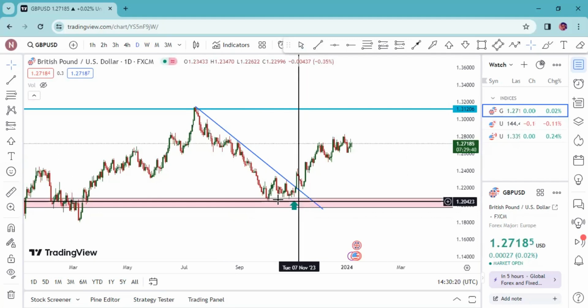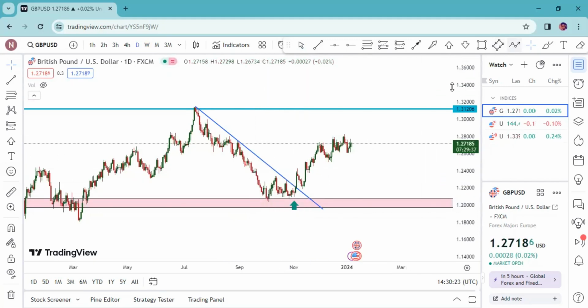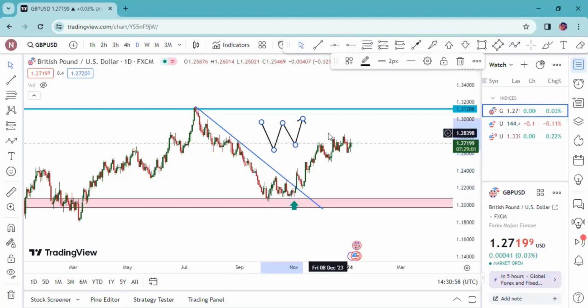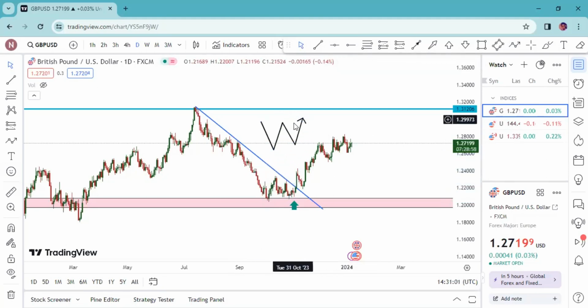What did the market form? The market formed something. I don't know if you can see this. Let me show you what the market formed. It formed something like this. In fact, it's two. From here to here to here to here. What is this one? One down. If you can see this pattern, what pattern is this? This pattern is a double bottom.